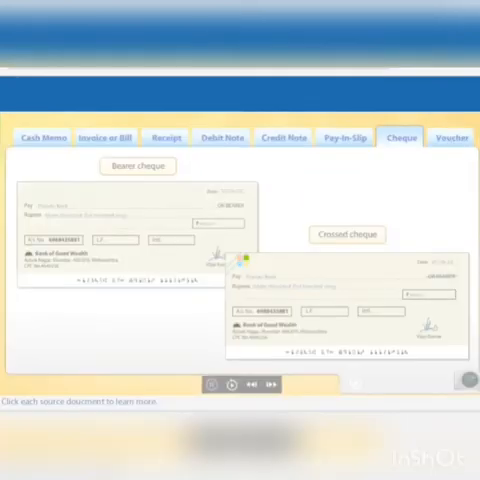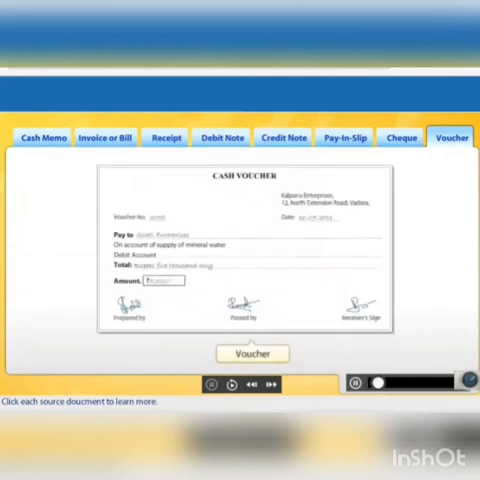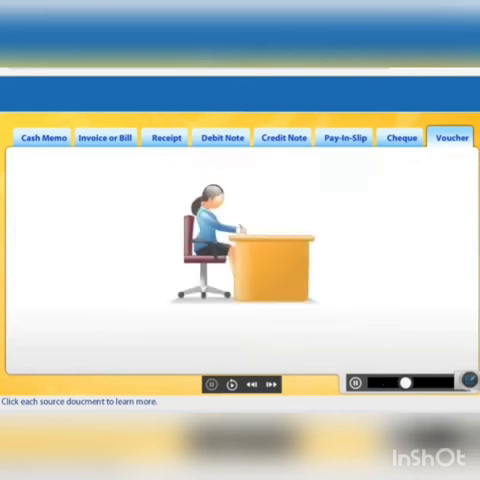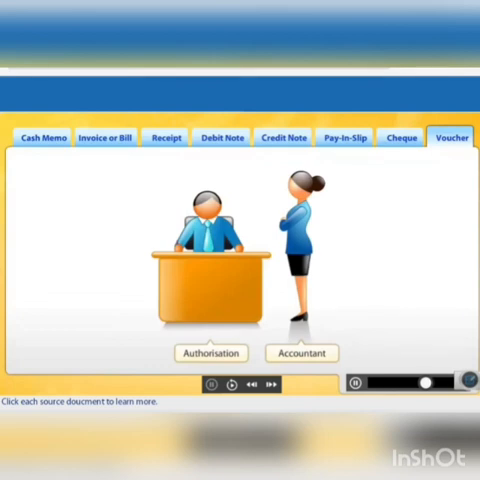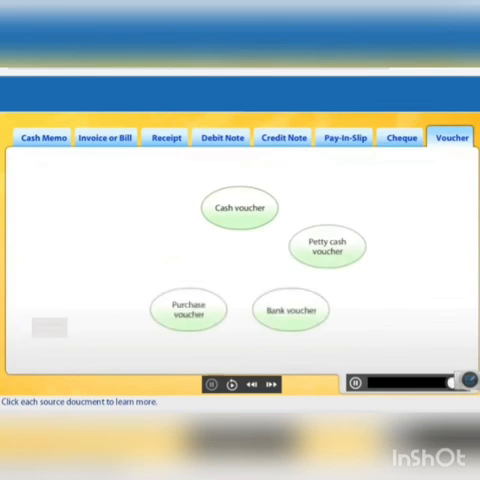A voucher is a supporting document for a business transaction. A voucher must be prepared for every payment made in a business transaction. The accountant of the organization prepares the vouchers and gets it signed by an authorized signatory. Examples of vouchers include cash vouchers, petty cash vouchers, bank vouchers, purchase vouchers, and sales vouchers.